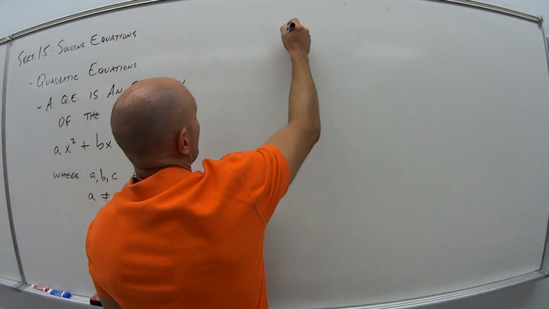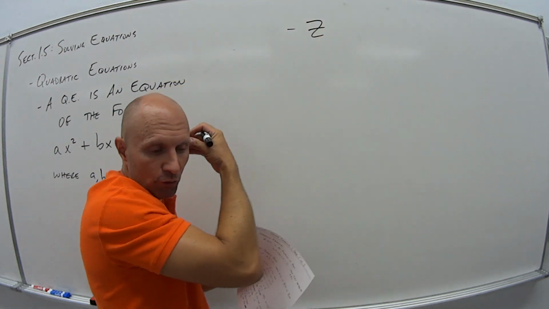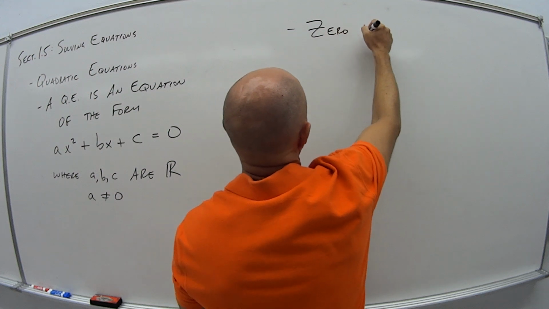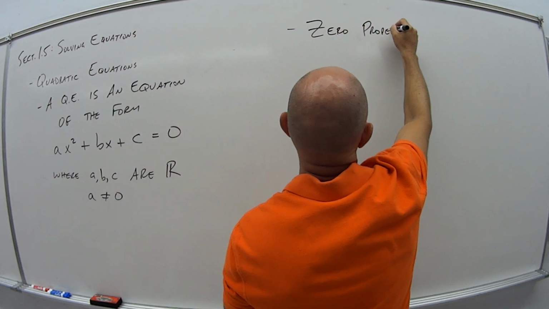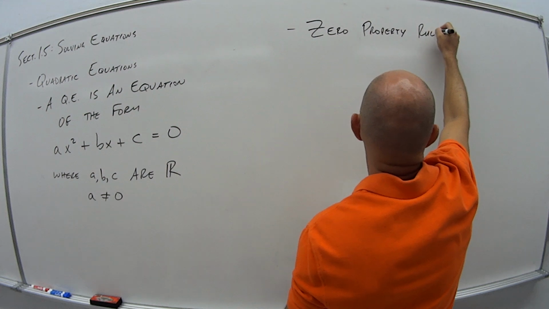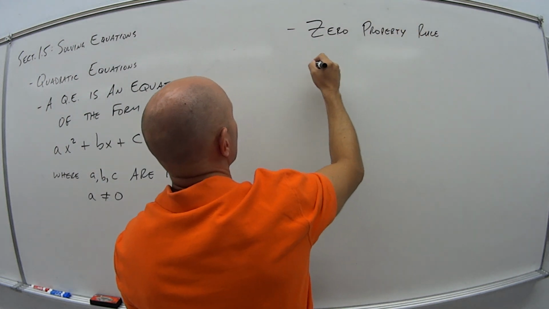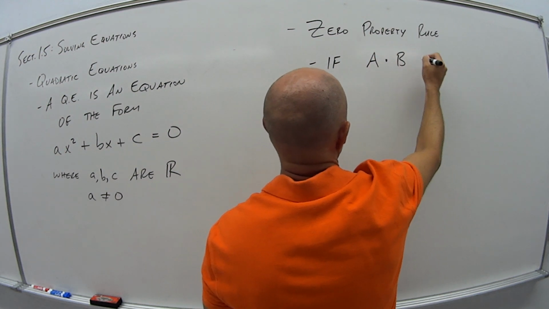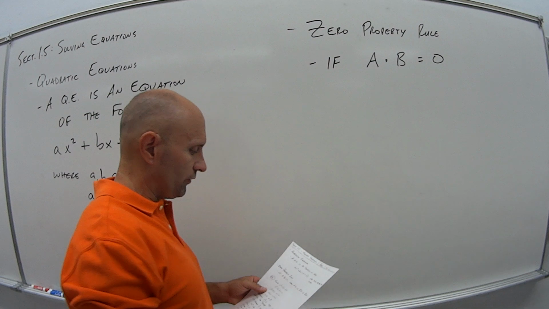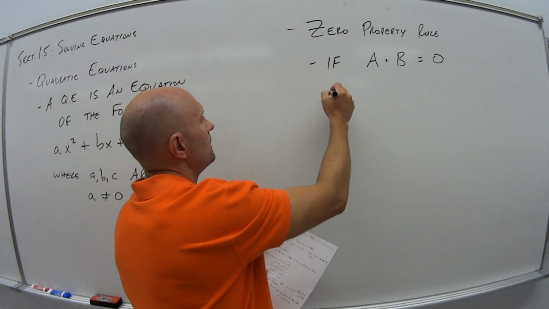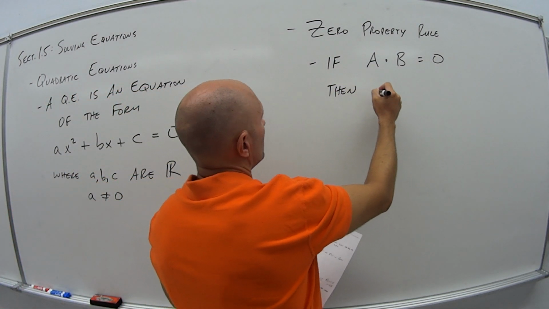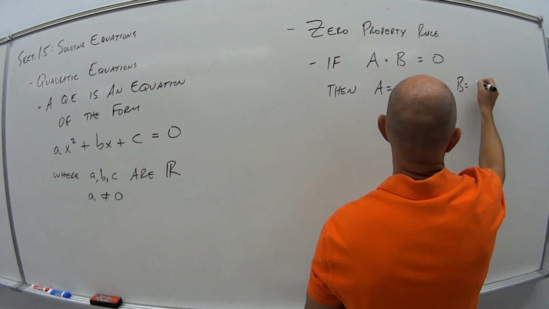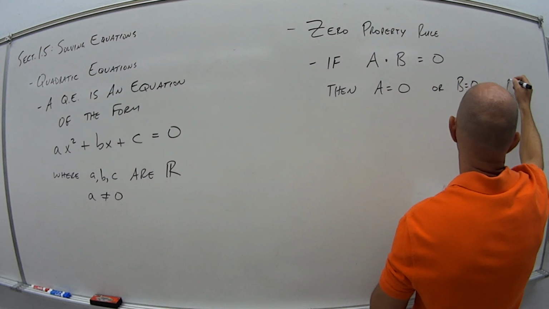One of the ways we can solve this, and we talked a little bit about this earlier when we were talking about domains, is we can use the zero property rule. Again, what the zero property rule says is that if we have some A times some B, and this equals 0, then A is equal to 0, or B is equal to 0, or both are equal to 0.